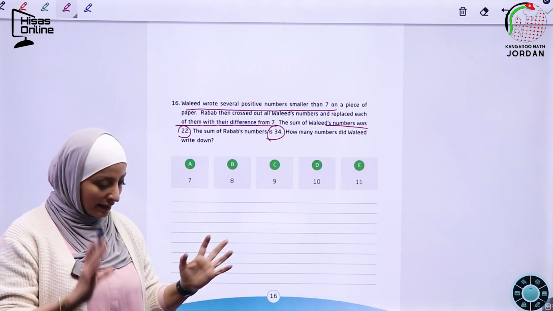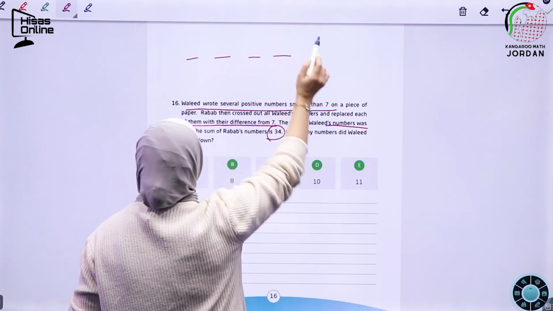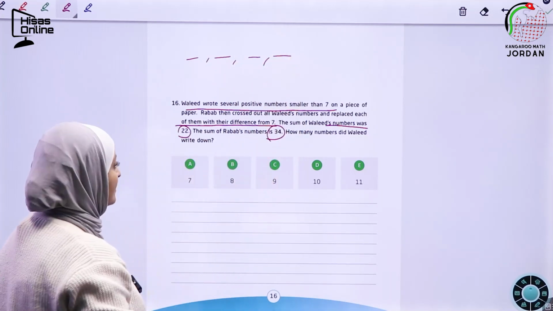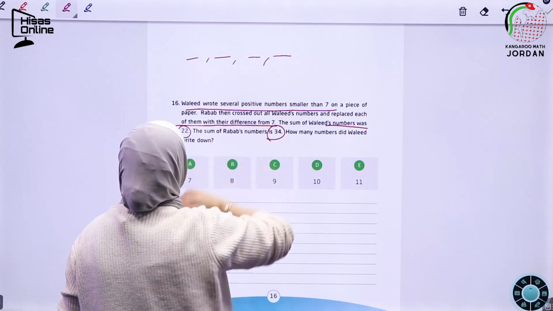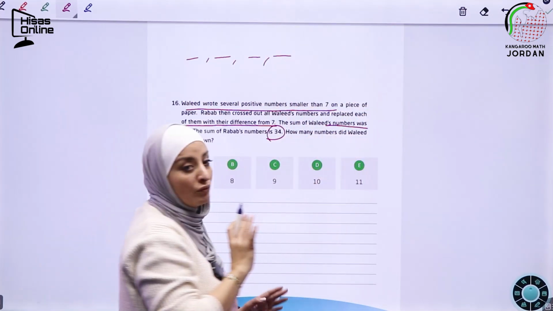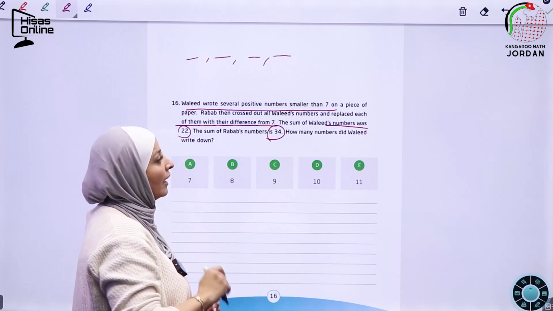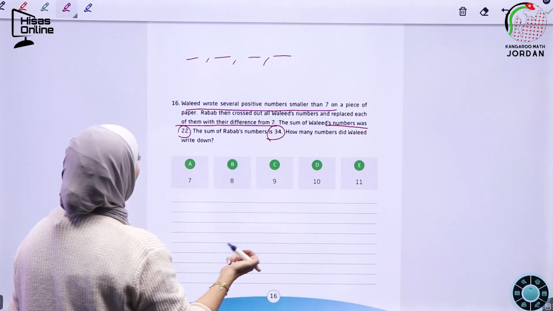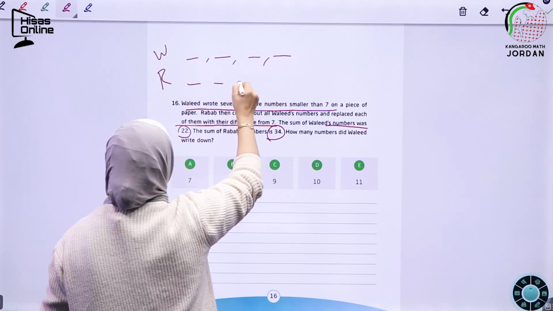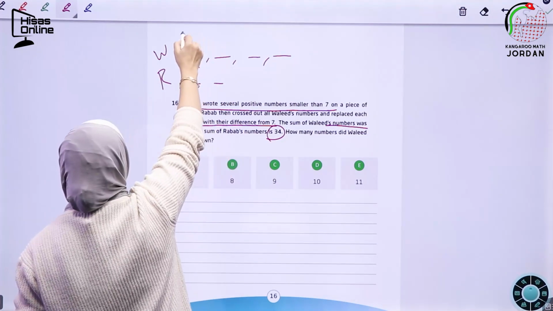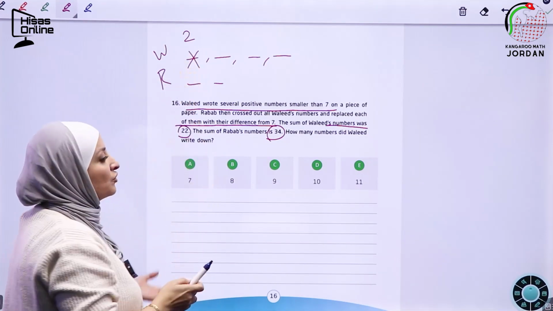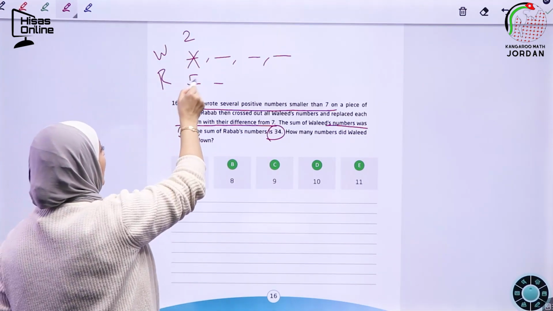Okay, guys, let's think about it. He wrote, I don't know how many numbers, but they are all positive and all less than 7. So he may put 2, 4, and so on. I don't know what they are or in what order. But let's say Rabab came, and let's assume this is 2, and she put the difference between 7 and the 2 and wrote it down.